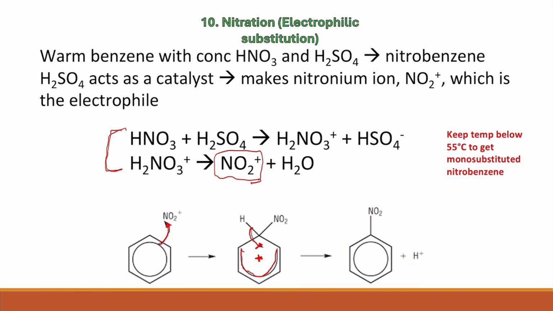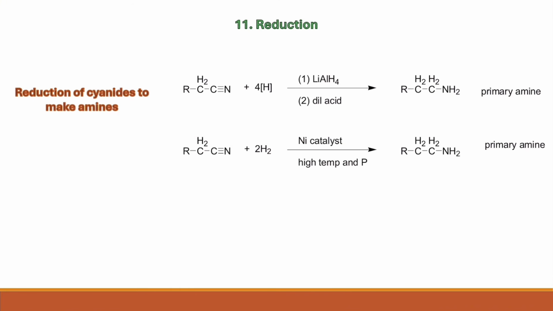So reduction, there are two types of reductions. The reduction of cyanide to make amines, aliphatic amines. You can either use lithium aluminum hydride and dilute acid to give you primary amines, aliphatic ones, or you could use hydrogen itself with a nickel catalyst at high temperature and pressure. Again, that will give you a primary amine.